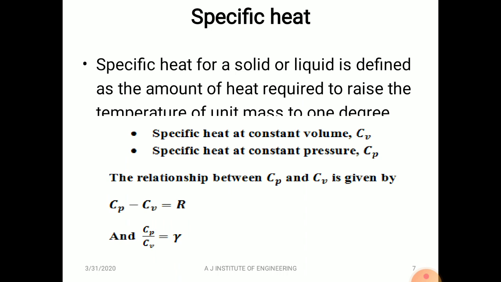The relationship between Cp and Cv is given by Cp minus Cv equal to R, and Cp by Cv equal to gamma. These are very important equations that will be useful for solving problems in fluid mechanics as well as ATD. The value of Cp for air is taken as 1.005 kilojoule per kg Kelvin, and Cv is taken as 0.718 or 0.72 kilojoule per kg Kelvin. Upon dividing Cp by Cv, we get a gamma value of 1.4, where gamma is the ratio of specific heats.